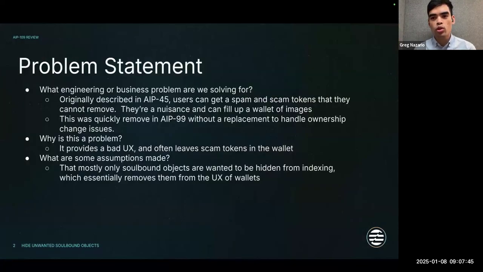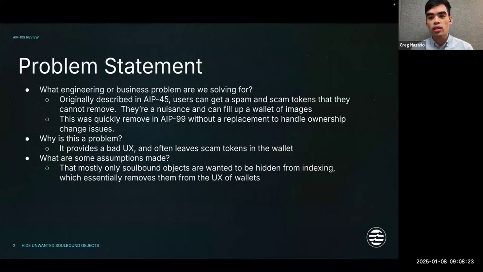So the original problem statement here is, if you ever interact with Web3, you end up getting a bunch of spam NFTs or spam soul-bound objects that you basically can't get rid of. For example, if you look at my wallet, I have a bunch of random scam NFTs that link to random URLs that I don't want to see. They're in the way of my wallet. And this is a common use case for general wallets and across all kinds of chains.